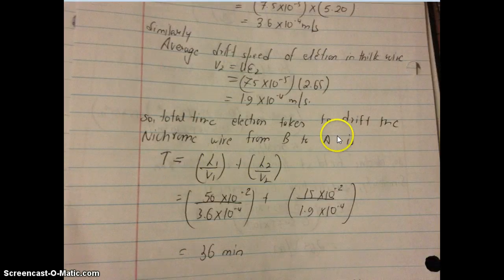Since the time the electron takes to go through the nichrome wire from B to A can be given by t equals L1 by v1, that is distance divided by velocity, and adding these values for the thick wire and the thin wire, it comes out to be 36 minutes, and it proves the problem.